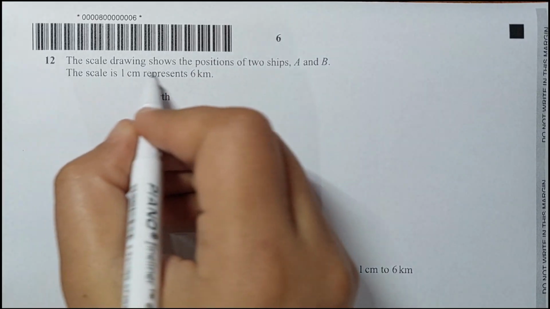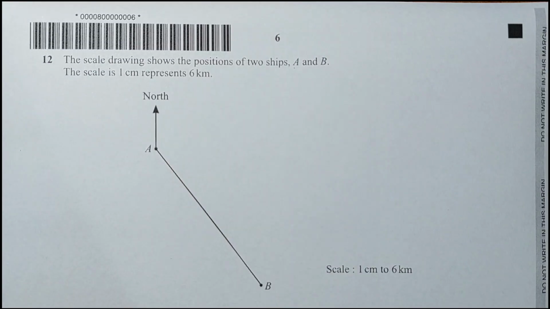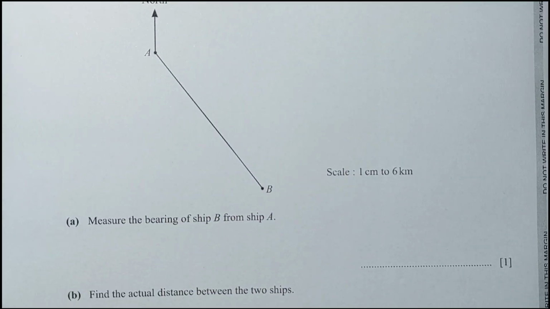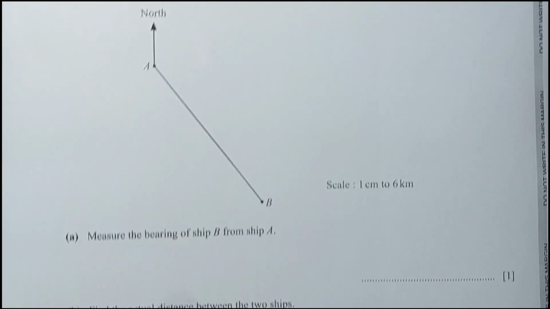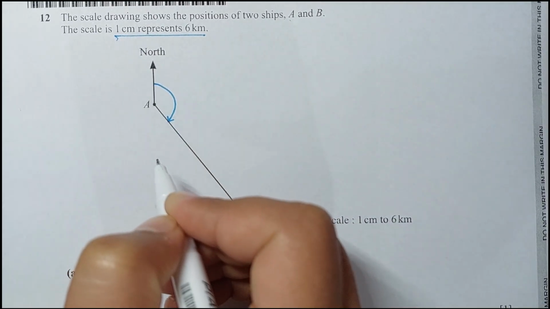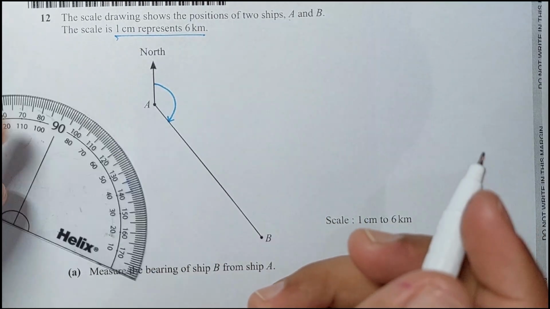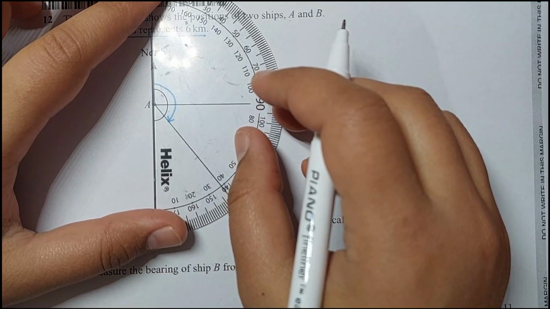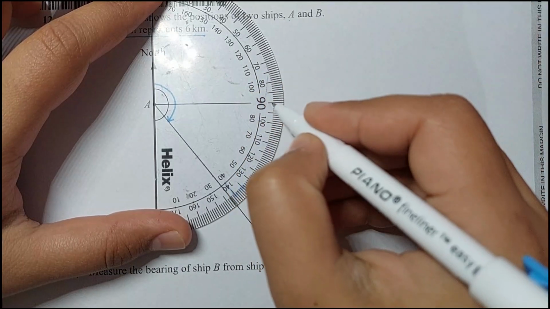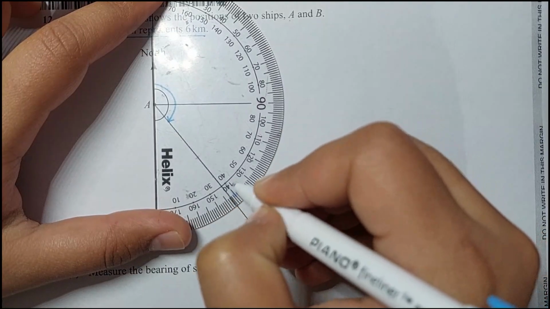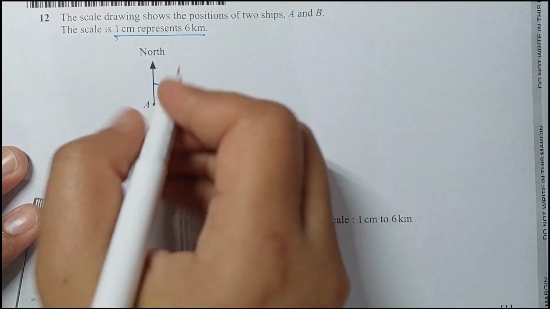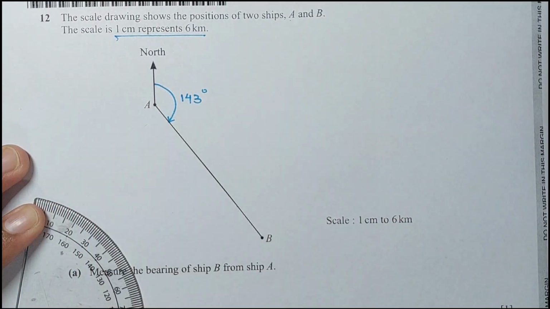Question number 12. The scale drawing shows the position of two ships A and B. The scale is 1 centimeter represents 6 kilometers. All right. Part A, measure the bearing of ship B from ship A. From A means from the north line of A till this, you have to measure this bearing. Use a protractor and measure the bearing. All right, so you can see this is 90, 100, 110, 120, 130, 140, 141, 142, 143 is that angle. 143 degrees.